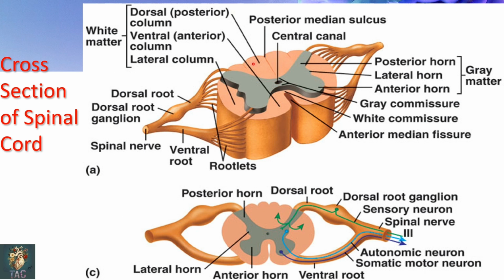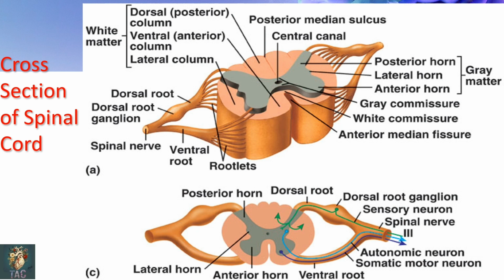Similarly, the white matter which is present behind is bounded on one side by the posterior median sulcus, and on the other side we have the tip of the dorsal root. So this is the dorsal white column. Then between the dorsal and ventral gray matter, this is the lateral column, and then the anterior median fissure and the tip of the anterior gray column, this is the anterior white column.